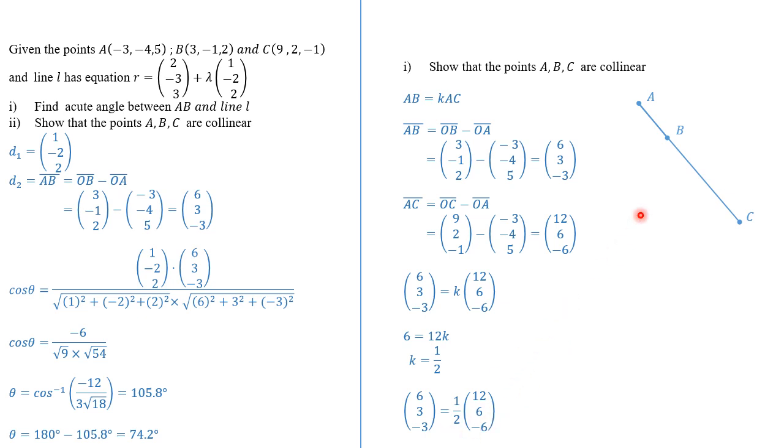Alright, so another way of proving this, you can just see that this angle is 180 degrees here. So you can find the angle between AB and BC here. If the angle produces 180 degrees, it shows that the points are collinear. Alright, so let's go to the next example here.